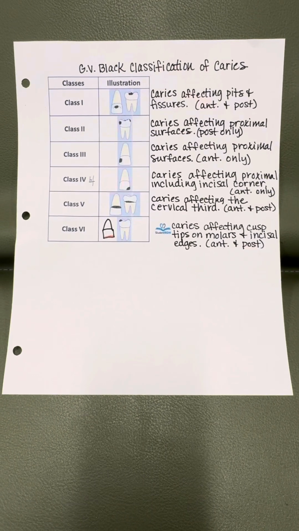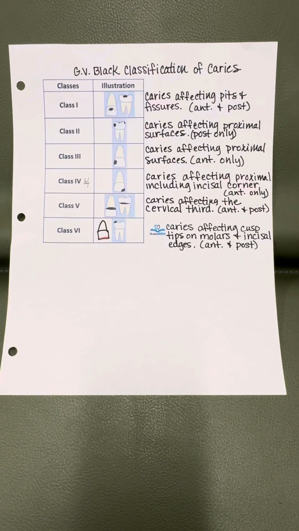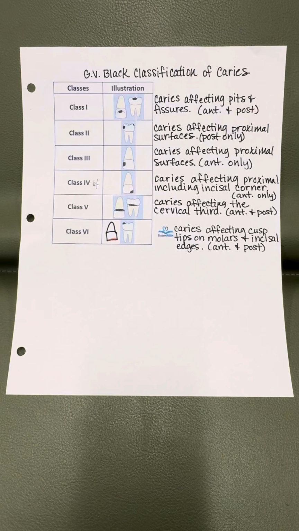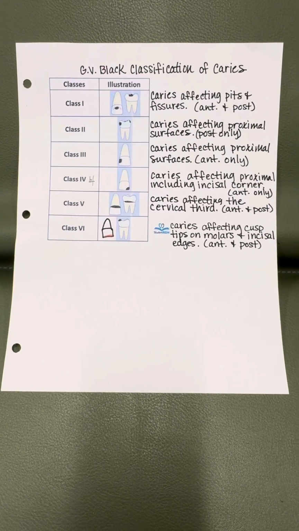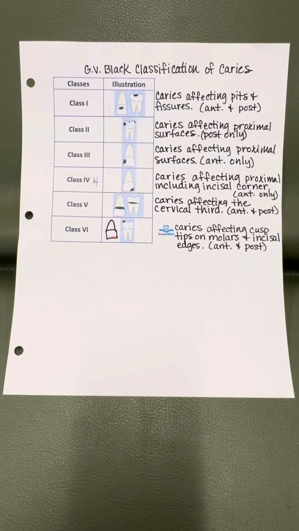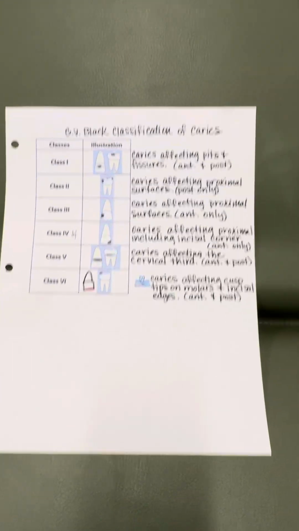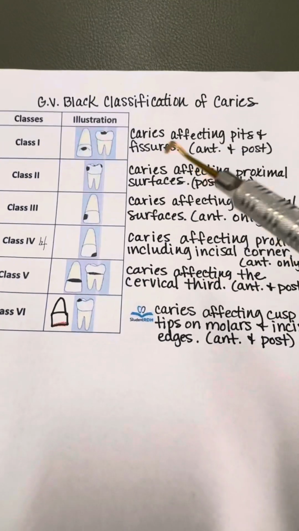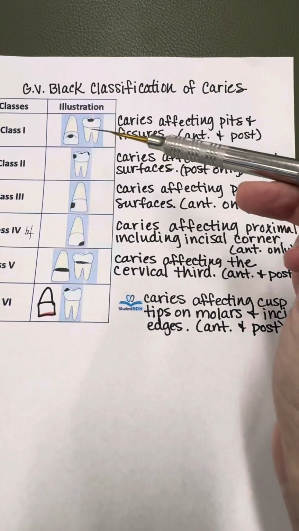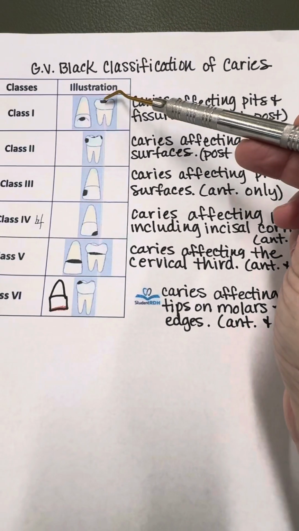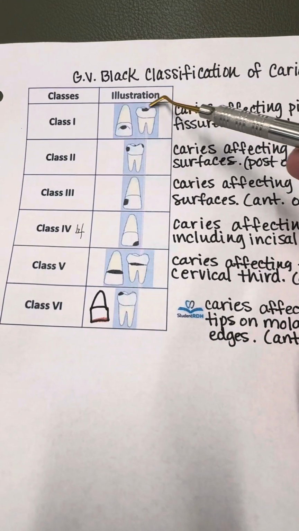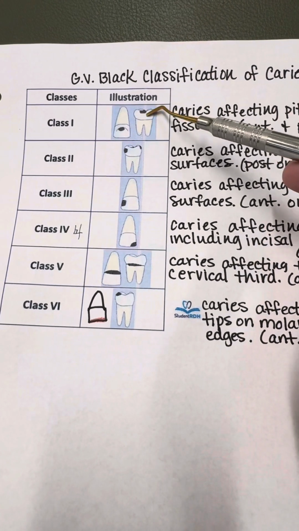Okay, so class 1 is caries affecting pits and fissures. Let me remind you again, what is caries? It's plural for cavities. It's the professional word for cavities. So pits and fissures on anterior and posterior teeth. So on a posterior tooth, it is going to be right in the pits and fissures on the occlusal of a molar or premolar.